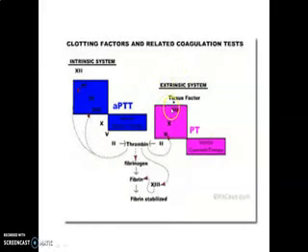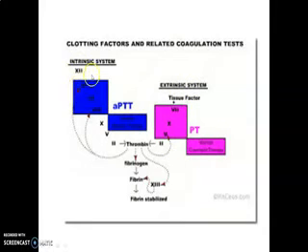In the extrinsic pathway, tissue damage leaks tissue factors into the blood, which activate factor 7 in the presence of calcium ions. The activated factor 7 activates factor 10 in the presence of calcium ions, and the activated factor 10 combines with factor 5 in the presence of calcium ions to activate the enzyme prothrombinase. This is called the extrinsic pathway.